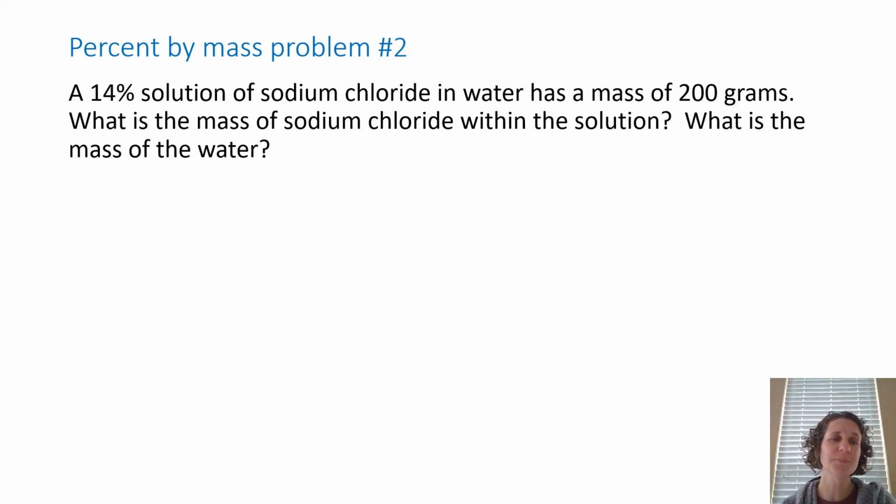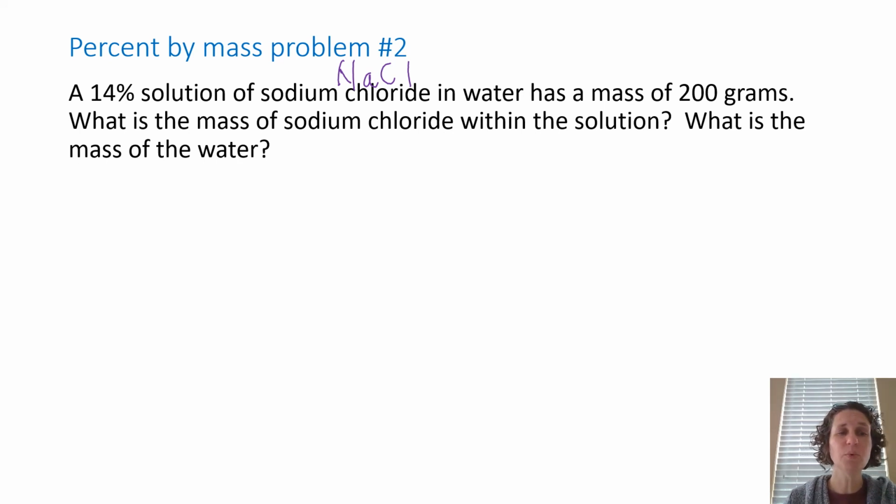Okay, so on this one, same kind of problem, so just follow the steps again. A 14% solution of sodium chloride, so sodium chloride is NaCl, in water has a mass of 200 grams, so there's my total. What is the mass of sodium chloride within the solution? So how much solute? And then what is the mass of the water?